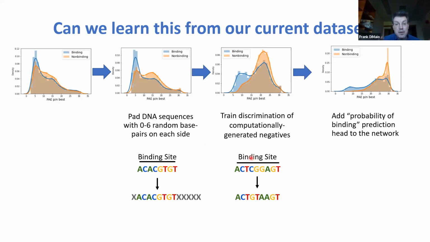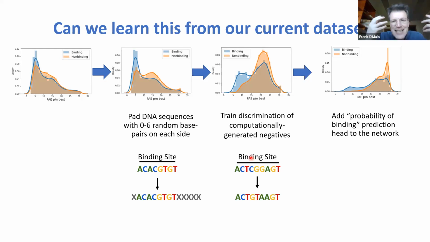We also explicitly trained the network to discriminate negative and positive sequences. This is something that we also do for protein-protein complexes, and I kind of glossed over it a little bit, but basically the idea is that we train the network so that when it sees positive examples, it has to predict the complex, right?